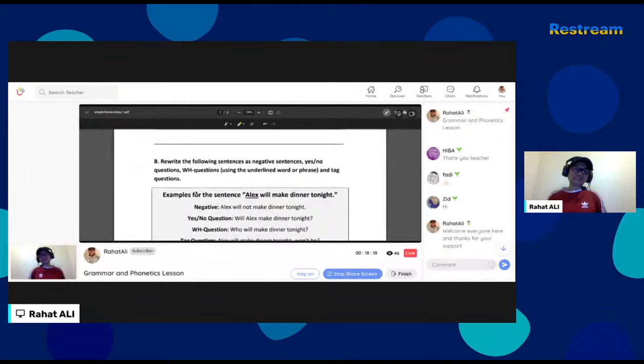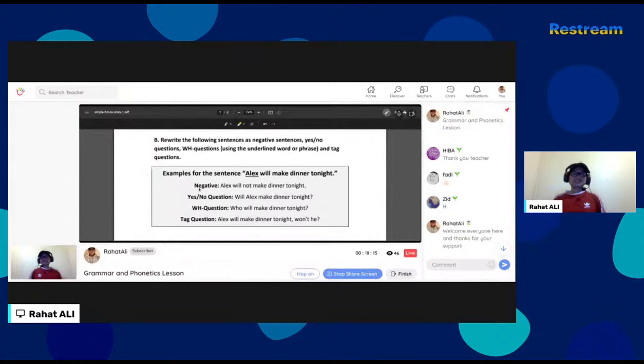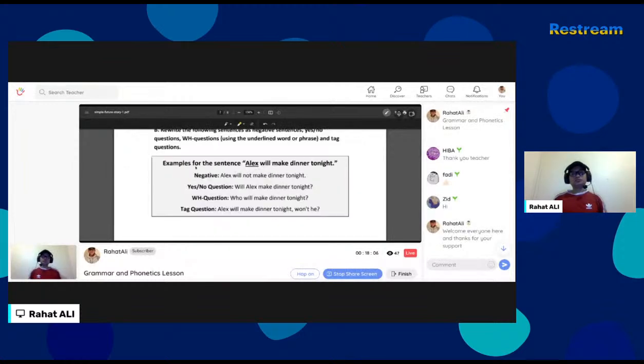Rewrite the following sentence as a negative sentence using the WH questions, using the underlined word. Negative: Alex will not make dinner tonight. So the sentence is Alex will make dinner tonight. So when you're making a negative, Alex will not make dinner tonight. Then if you remember WH questions.